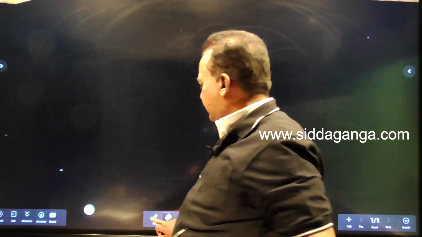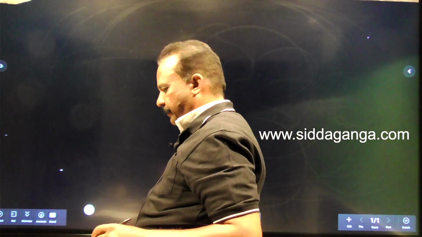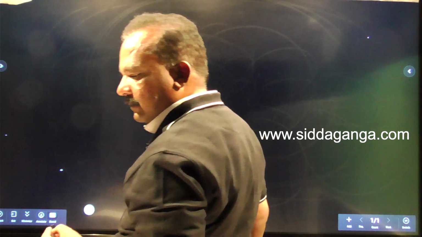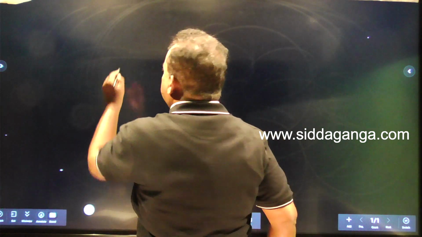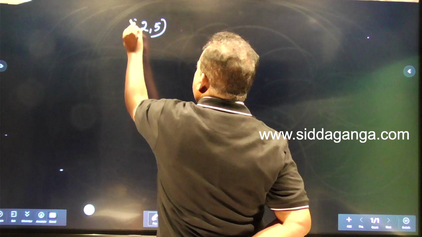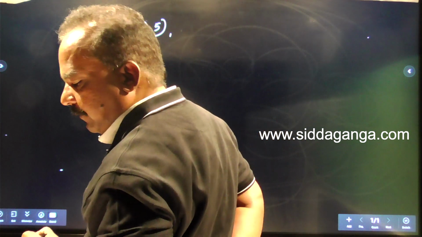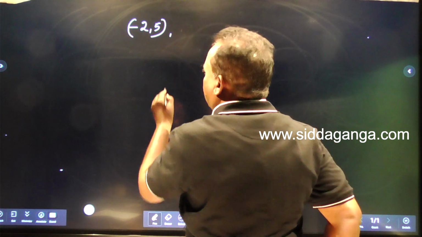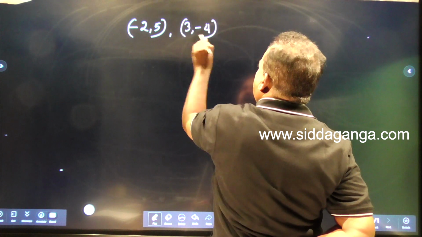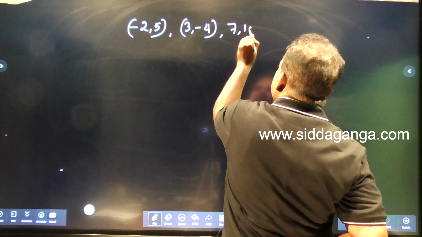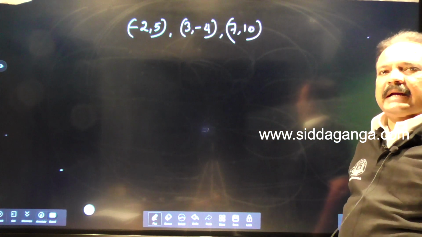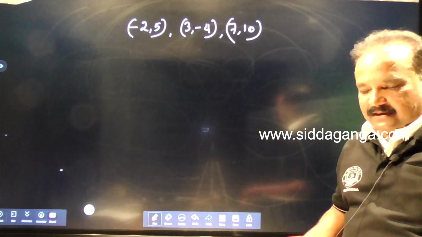Isosceles right angle triangle. The vertices are minus 2, 5; 3 comma minus 4; and 7 comma 10. These are the vertices of an isosceles right angled triangle.